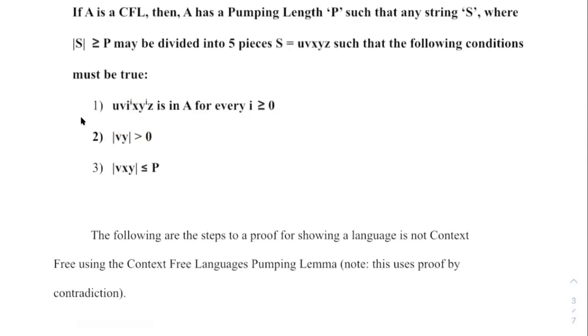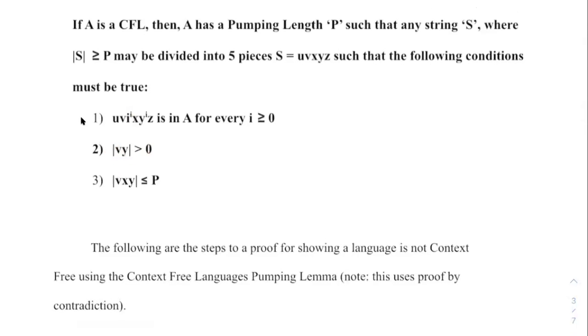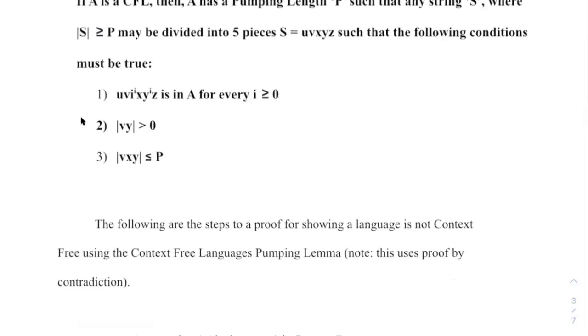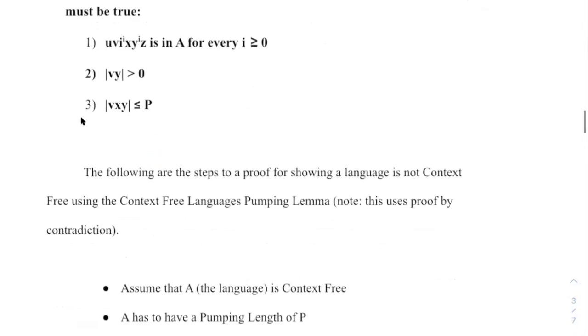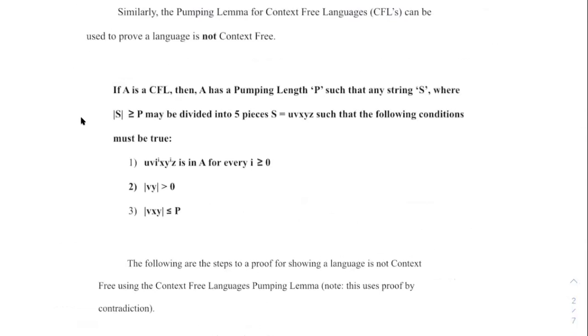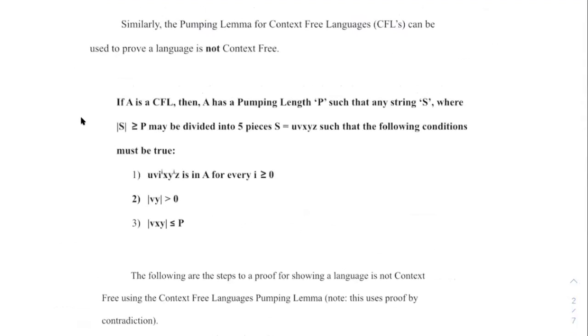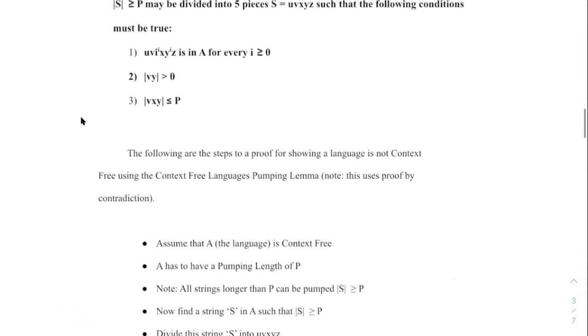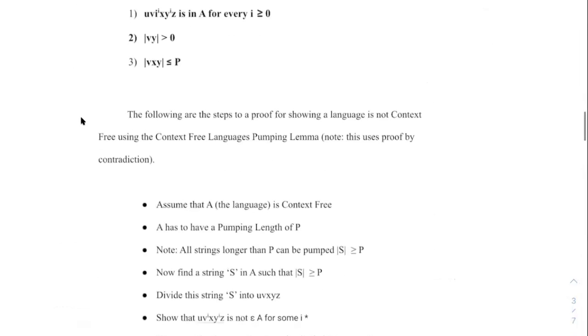Here it's saying that for the parts V and Y, the length of these two together must be greater than 0. And then finally, the final condition is that the length of V, X, and Y is less than or equal to P, the pumping length. Those are the three conditions. In order to pass the pumping lemma, all three of these must hold or be true. So the following are the steps to a proof for showing a language is not context-free using the context-free pumping lemma. And note, this does use proof by contradiction.